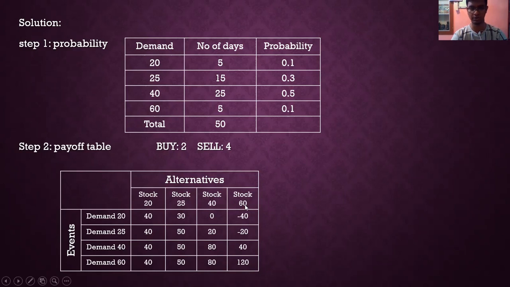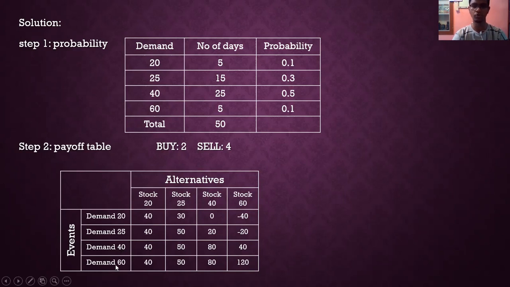Now next is stock 60. We have a stock of 60 and a demand of 40. What to do? Here we have less demand, but more stock. So we can only sell 40 stocks. So 40 into 2 will be 80. Now we have 80, and the loss is 20 units, so a loss of 40. In that profit of 80 we are subtracting 40, so we got a profit of 40. This is how it works. So now demand 40 is done.